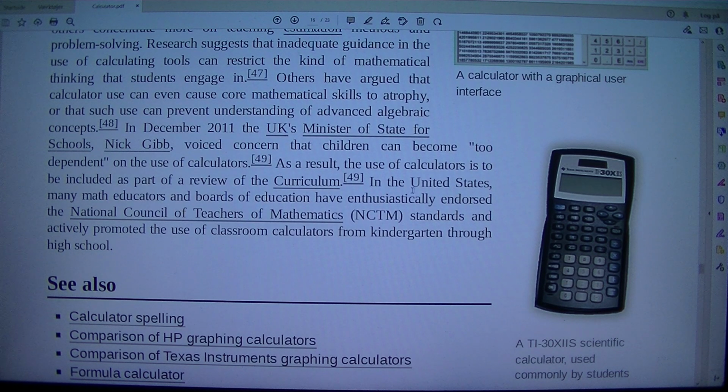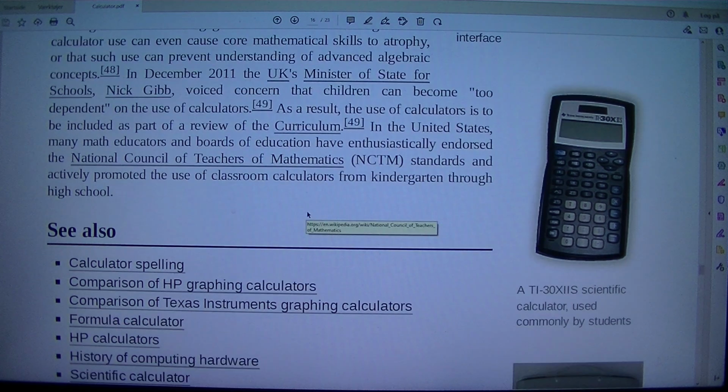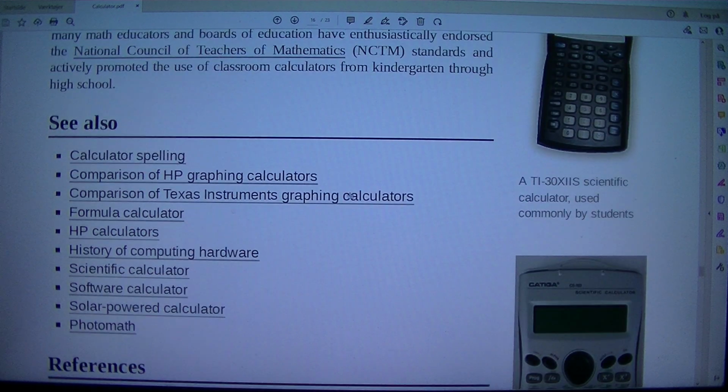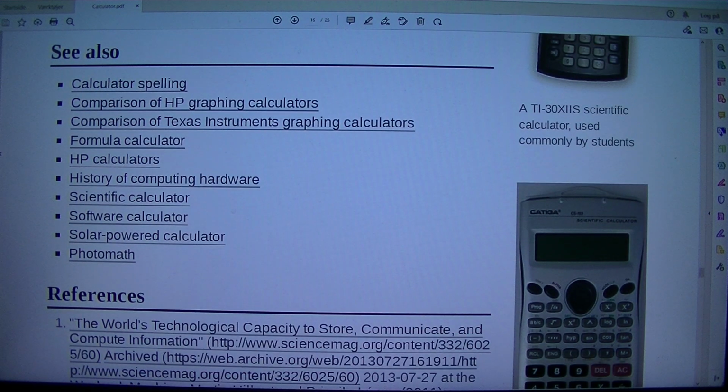49. In the United States, many math educators and boards of education have enthusiastically endorsed it. National Council of Teachers of Mathematics, NCTM, standards and actively promoted the use of classroom calculators from kindergarten through high school. See also calculator spelling.